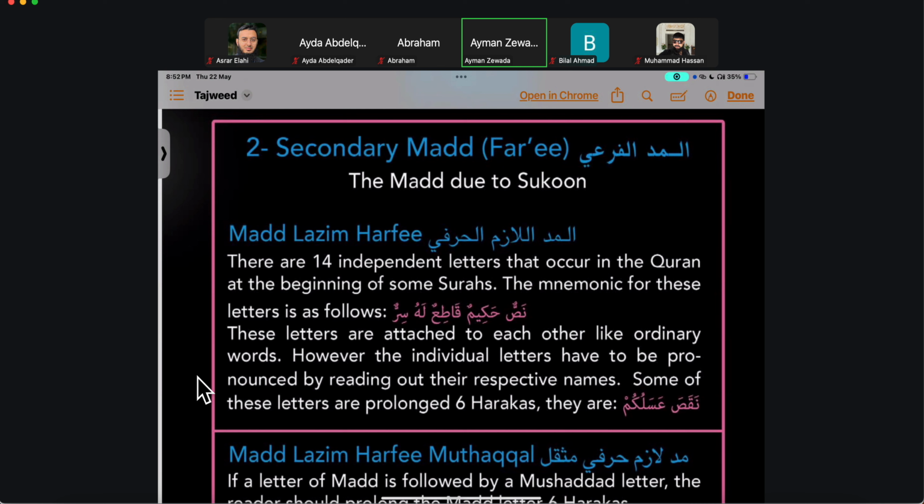That's wrong. With the huruf al-mutaqatti'ah, the independent letters, you say the name of each letter: Alif, Lam, Mim. Some of these letters are prolonged to 6 harakas. Not all of the huruf mutaqatti'a are going to have mad of 6 harakas. Those that do are found in naqasa asalukum: Noon, Qaf, Sad, Ain, Sin, Lam, Kaf, Mim. By the way, all of these letters are found either in the first or the second ayah of our surah.